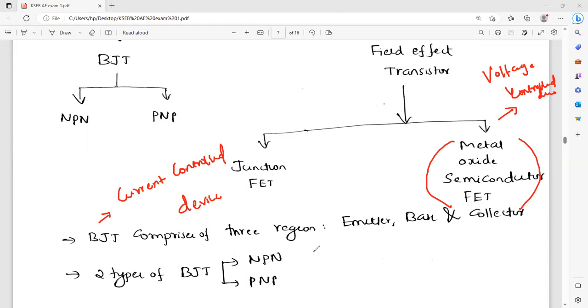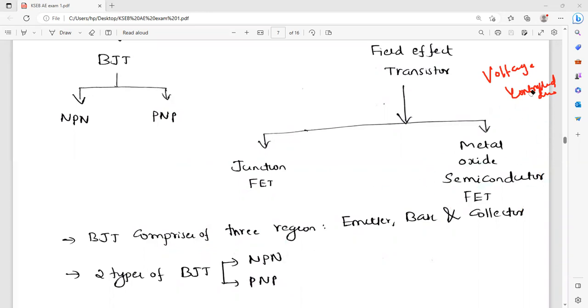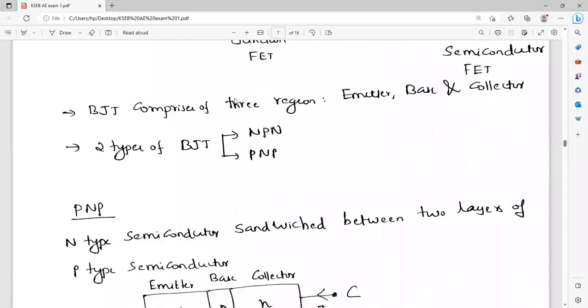There are two types of BJT, two configurations. One is NPN, the other one is called PNP. NPN is the most popularly used type of BJT because electrons are the majority carrier in the case of NPN transistor, and the controlling also will be easy for NPN transistor. So NPN is quite popular compared to PNP type transistor. That is also a very important point.